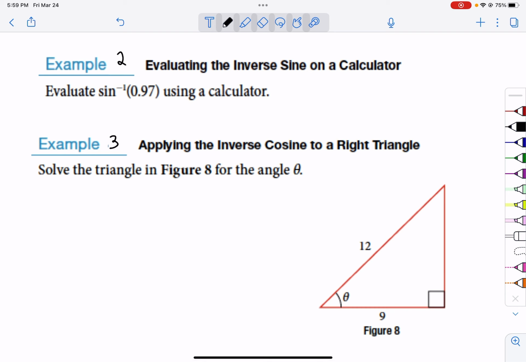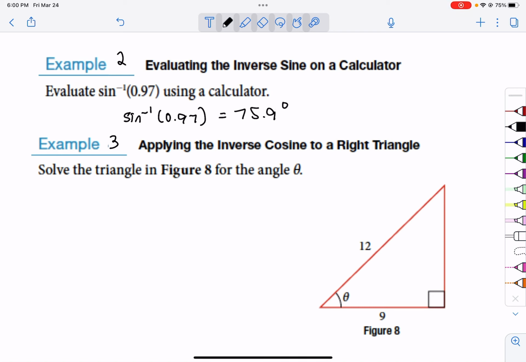Let's take a look at this one. It says, evaluate using the inverse sine of 0.97 using a calculator. Now, if it doesn't specify, please make sure it is in degree mode. And if you do the sine inverse of 0.97, only when you hit that second button will that little negative 1 appear. And then that is approximately 7.59 degrees.